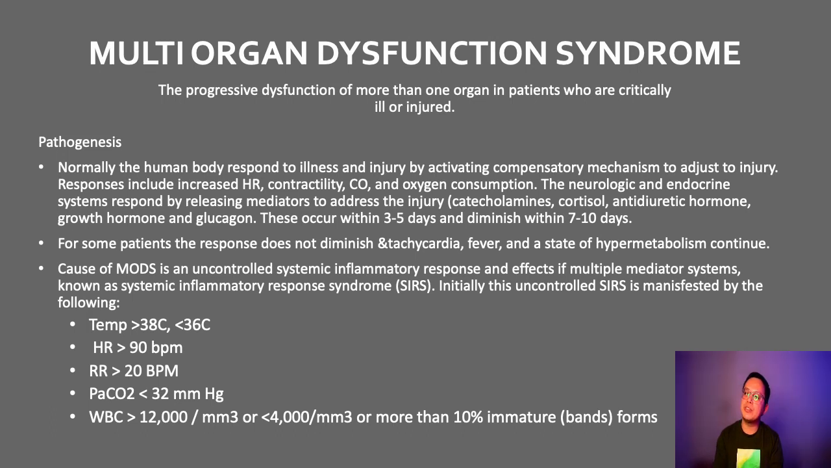Initially, this uncontrolled SIRS is manifested by the following: a temperature of greater than 38 or less than 36, heart rate greater than 90 beats per minute, respirations greater than 20. Count the respirations carefully, okay? PaCO2 less than 32 millimeters mercury, and WBC greater than 12,000 per cubic millimeter or less than 4,000 per cubic millimeter, or more than 10% immature bands or forms.